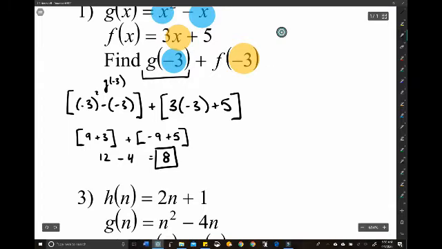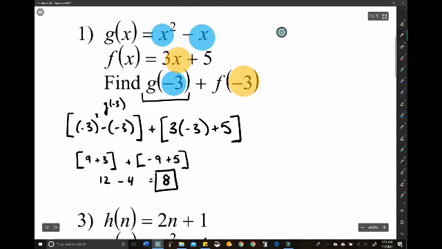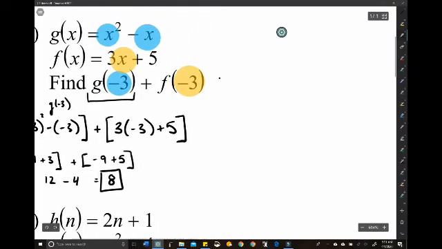It's just the first function at -3 plus the second function at -3. Did I do any silly math mistakes here? I think I'm okay. So evaluating, substituting in, hopefully not too bad.